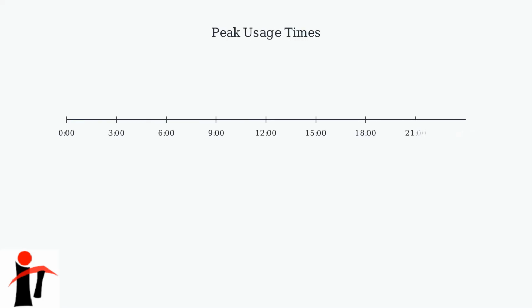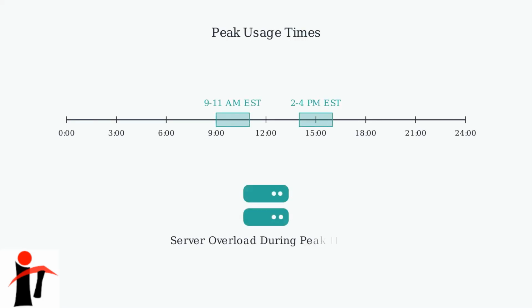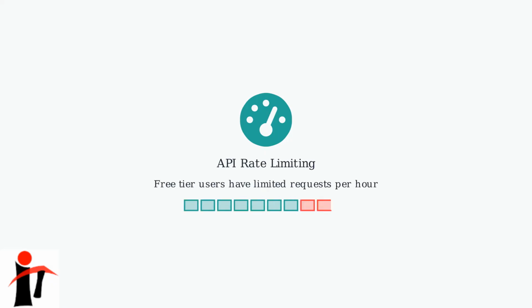The most common issue users face is server overload during peak usage times. These typically occur between 9 to 11 a.m. and 2 to 4 p.m. Eastern Standard Time, when millions of users are trying to access the platform simultaneously. Another major issue is API rate limiting, which restricts how many requests free-tier users can make. When you hit these limits, Poe may appear to stop working entirely, even though the platform itself is functioning normally.